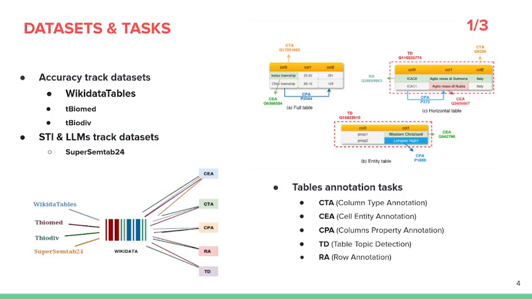Here, we have the dataset and the tasks we need to perform in the accuracy track and the LLM track. The first image presents the tasks to be performed on the dataset, and the second image presents the type of the table we had along with the task to be completed.